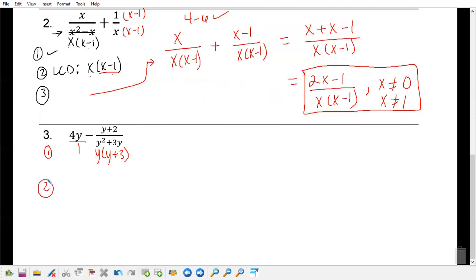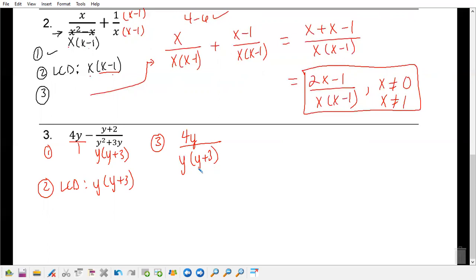Step 2 is to find our LCD. Well, it's between 1 and that. So our LCD is y times y plus 3. Okay. Then step 3 is to multiply our denominators and therefore also the numerators of those denominators by what's missing from the LCD. It's only our first term here that's missing our LCD. So it becomes 4y over y times y plus 3.